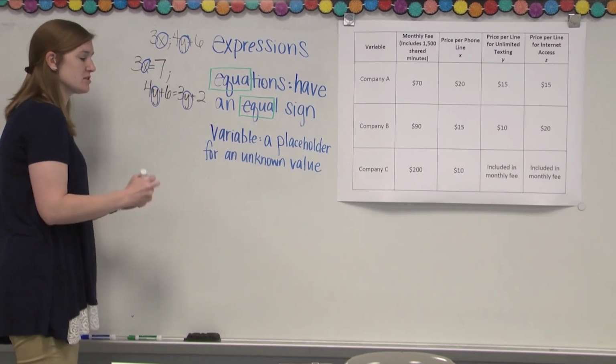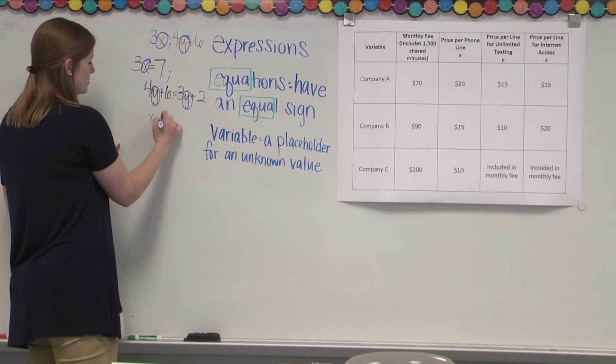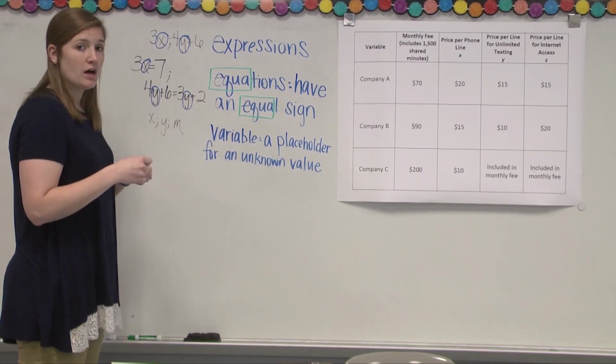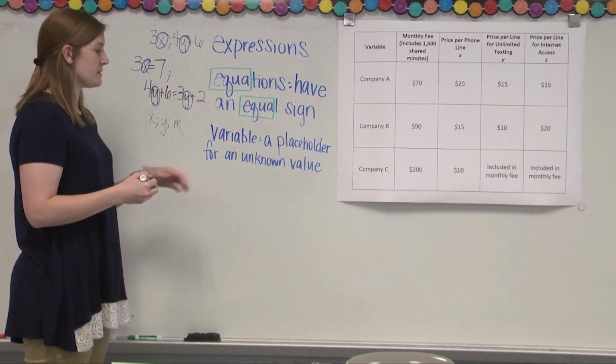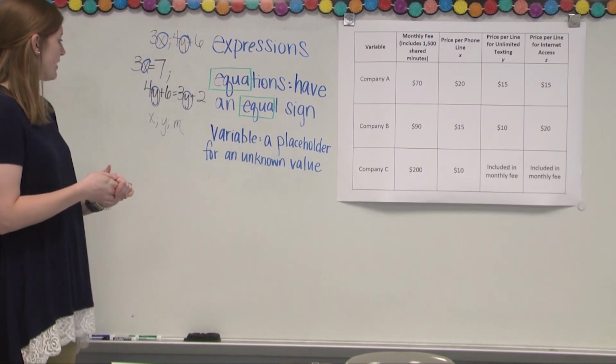If you'd like to write some additional examples of variables out to the side here, you could use x, you could use y, you could use m, really any letter that's going to be a placeholder for that unknown value. So if you'd like to jot any of that down, go ahead and do that.